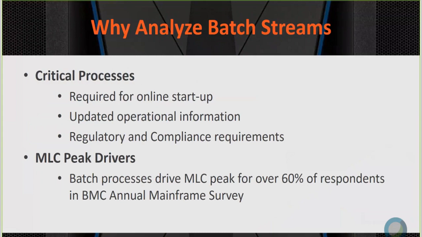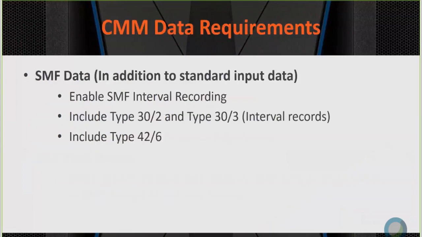So if those batch processes start to consume more CPU than they typically do, they can drive up the MLC peak, and that results in more cost to the organization. So both from a business point of view and from an IT cost point of view, it may be necessary to analyze and troubleshoot batch streams in your organization. So how do we go about doing that in CMM?